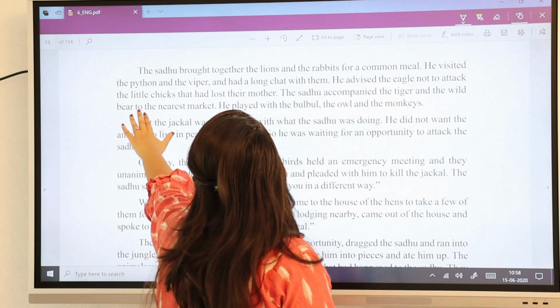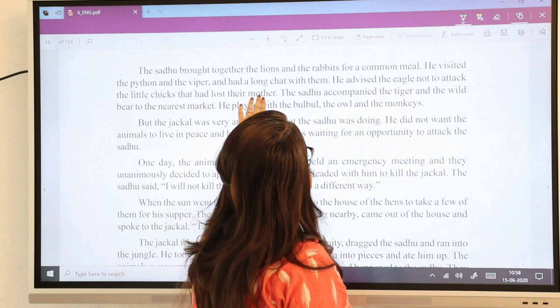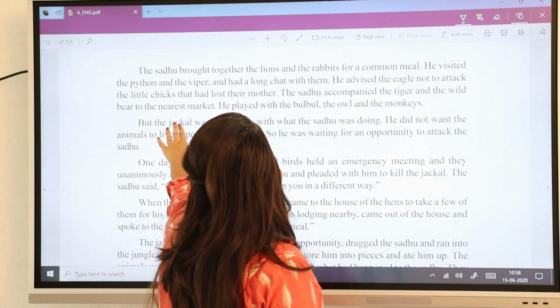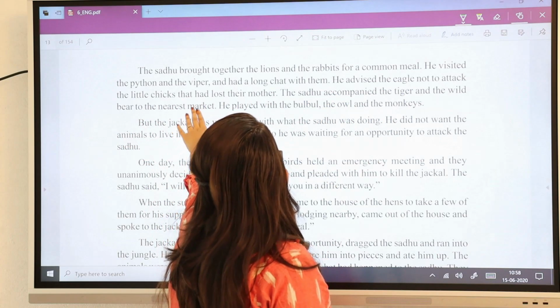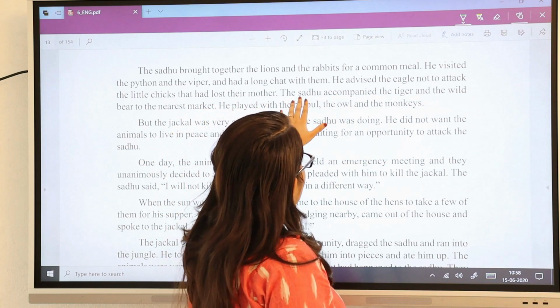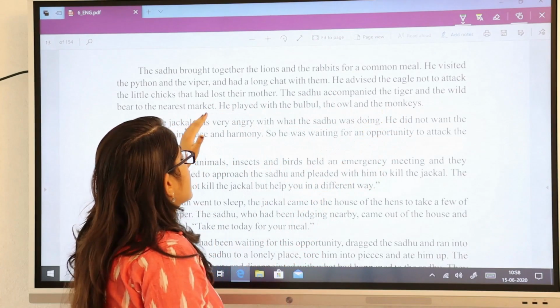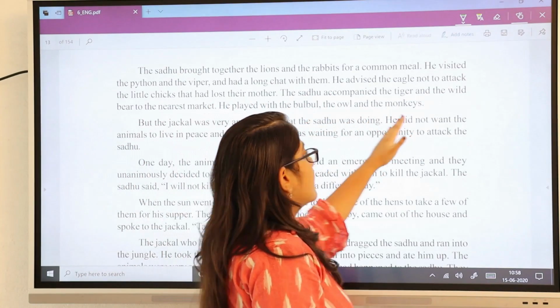He visited the python and the viper and had a long chat with them. He advised the eagle not to attack the little chicks that had lost their mother. The Sadhu accompanied the tiger and the wild bear to the nearest market. He played with the bulbul, the owl and the monkeys.